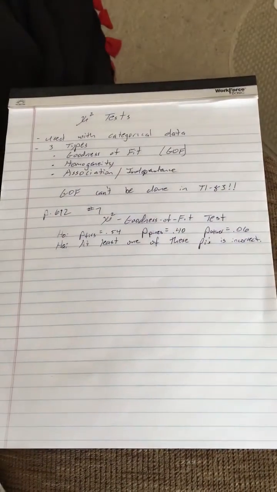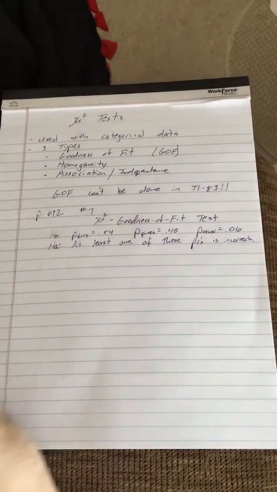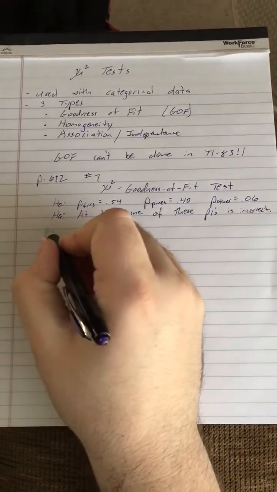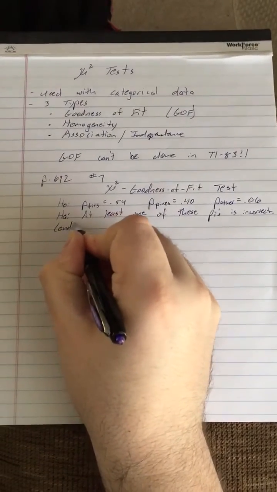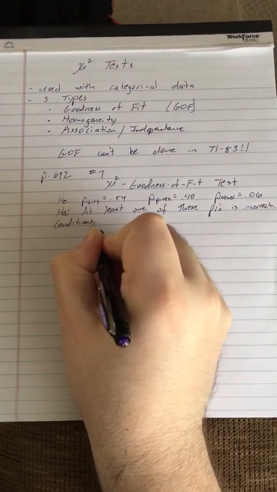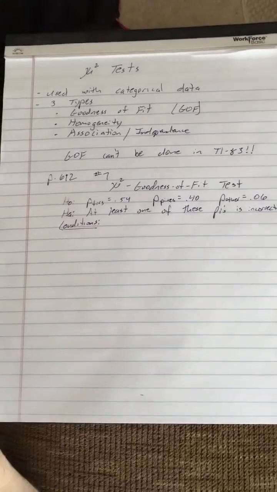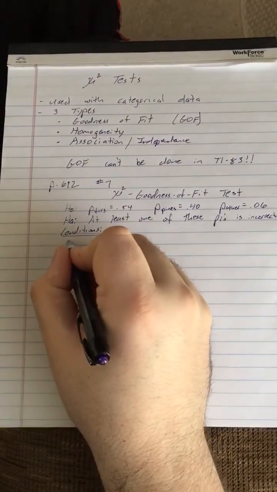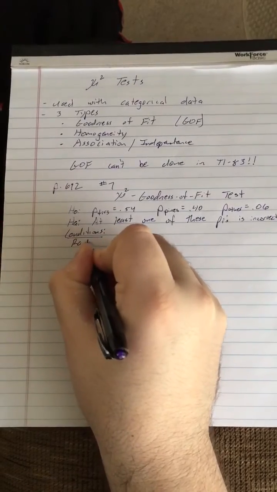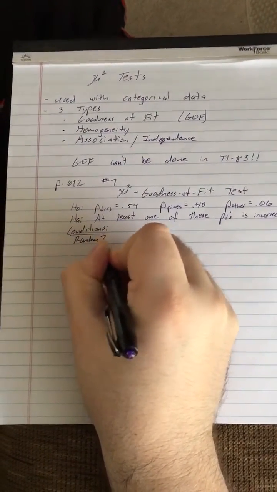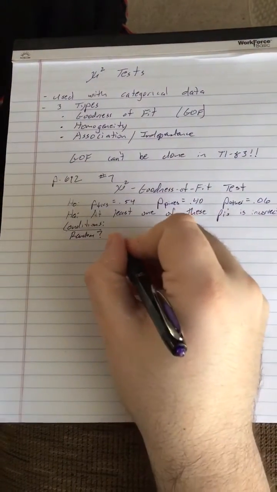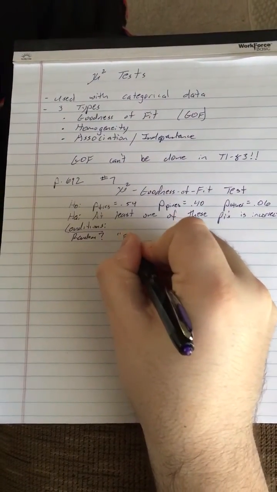All right, now the conditions. If you've read the book, if you've read this section, you know that the conditions are a little different now. And when I say little, I mean little, just slightly different. Conditions: random is still there. It needs to be random. And randomly selected is stated.